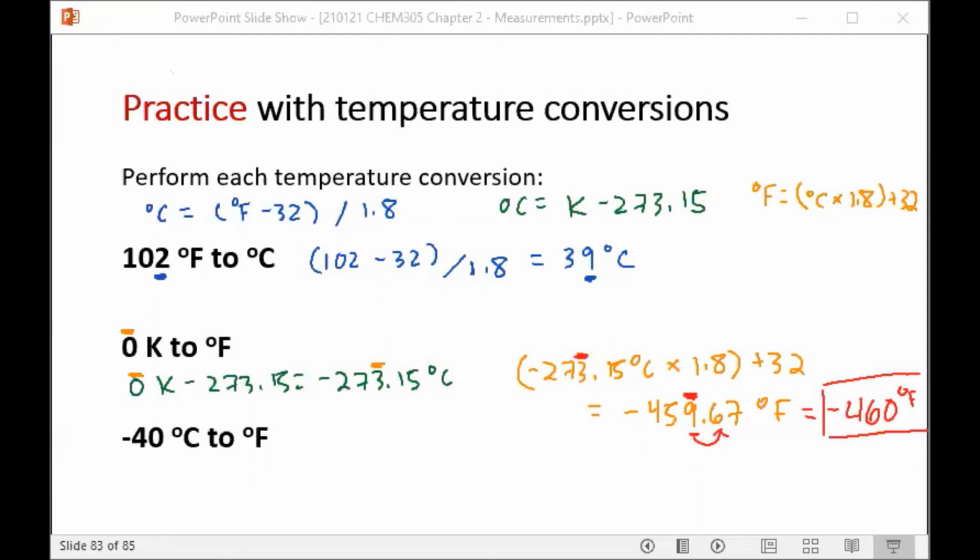Okay, last one. This is my favorite temperature conversion. So we have negative 40 degrees Celsius to Fahrenheit. So we're going to use our Celsius to Fahrenheit temperature conversion here in orange. So we have negative 40 degrees Celsius times 1.8 plus 32. And you end up getting negative 40.